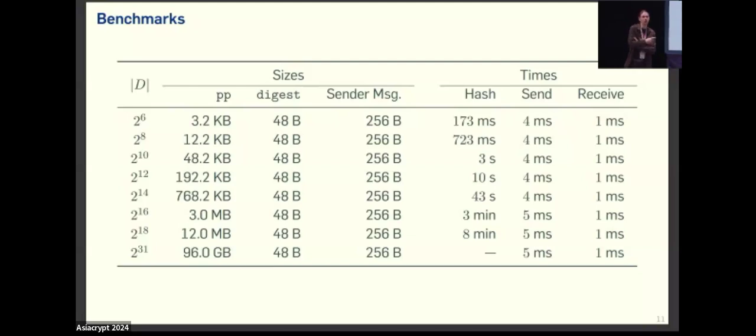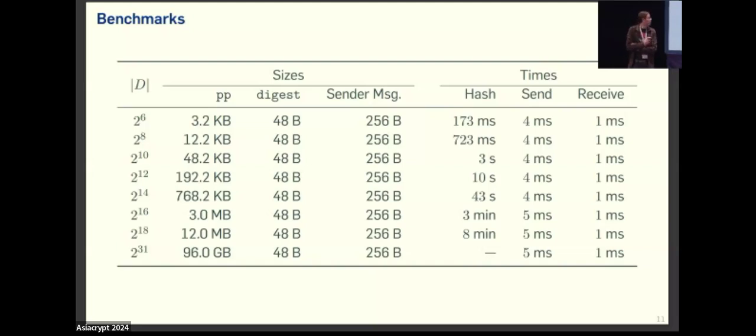But it depends on the application. Maybe in some applications it's also fine, but also 2 to the 31 is a really huge database. And for most applications, something much smaller would probably be fine. Like 2 to the 18 messages is already only 12 megabytes, which is something that you would normally easily be able to deal with.